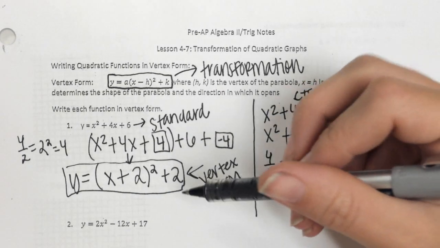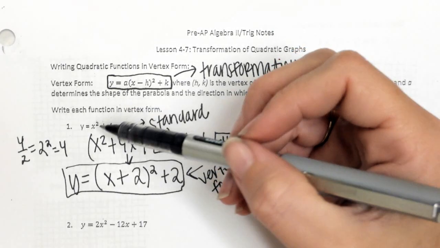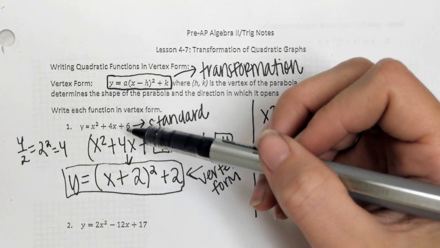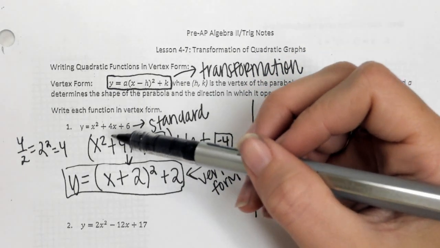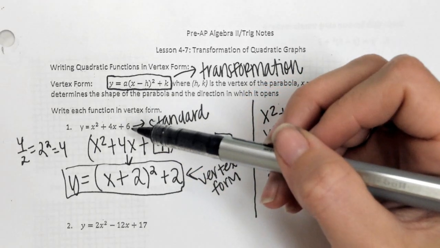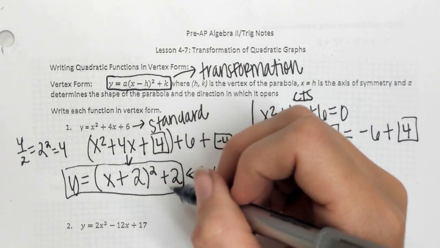The reason this is called vertex form is so you can easily identify your vertex. This one, if we were to try to find the vertex, remember going back to chapter 4:1, you'd have to do negative b over 2a. Then once you get that x coordinate, you have to plug it in to find your y. Not with vertex form. With vertex form, these two numbers are your vertex.